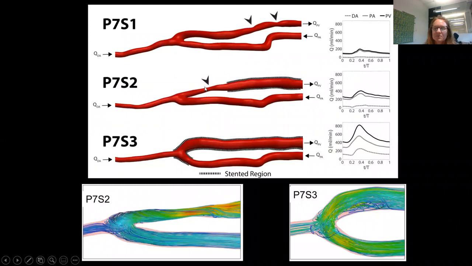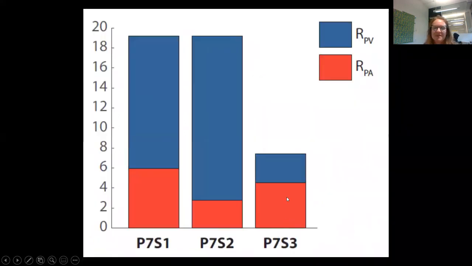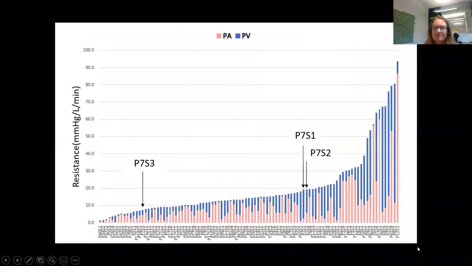Another example, this was the one that I showed just before, where we had the 2 stenoses, another one occur, and then the juxta stent with this really nice looking flow. And again, big drop once the juxta stent's put in.